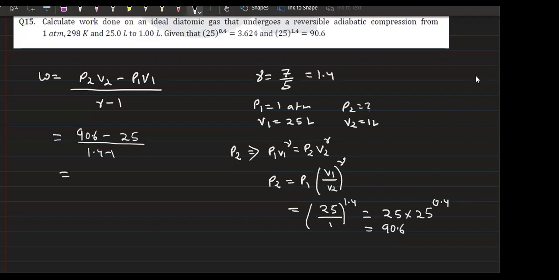Okay? Got it, everyone? Tell me, everyone, got this? Yes or no? Just message me if you got this. Okay, we don't have time. So it will be around 164 kilojoule.